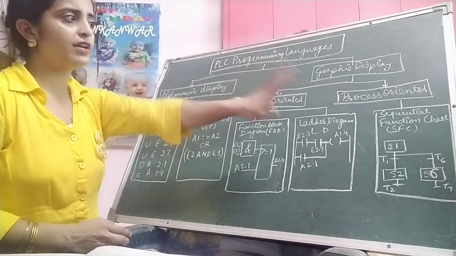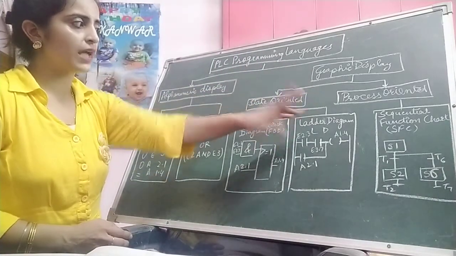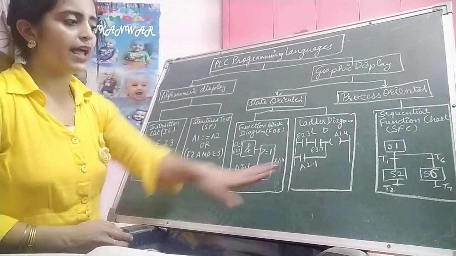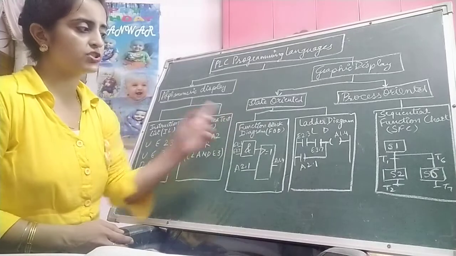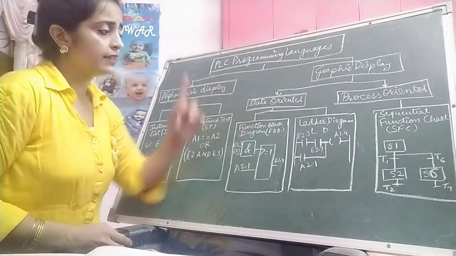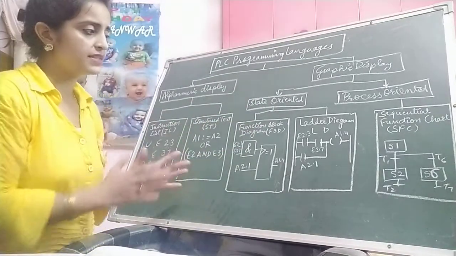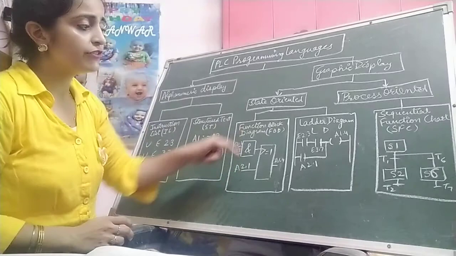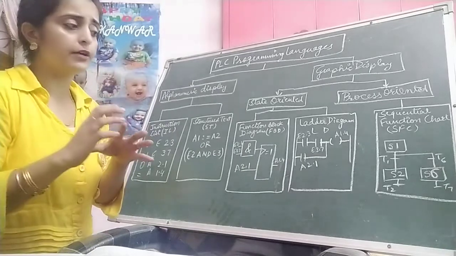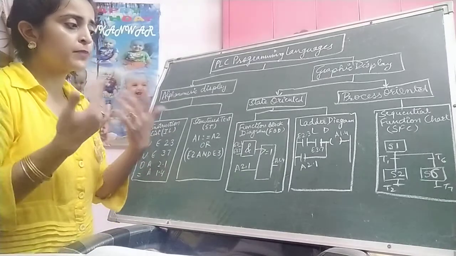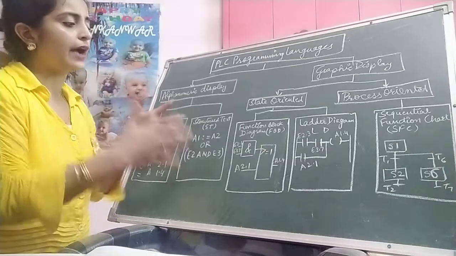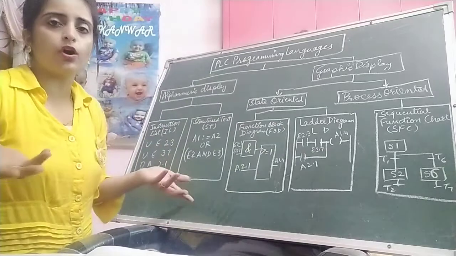In the graphic display, we have already divided into two types, that is state oriented and process oriented, right? In the state oriented, we are having two types of languages. First one is the functional block diagram, and the second one is the ladder diagram. In the functional block diagram, we are having blocks of the functions. Whatever the function we have to perform, whatever the program we have to perform, we draw it in a kind of a block diagram, as we all draw a diagram.